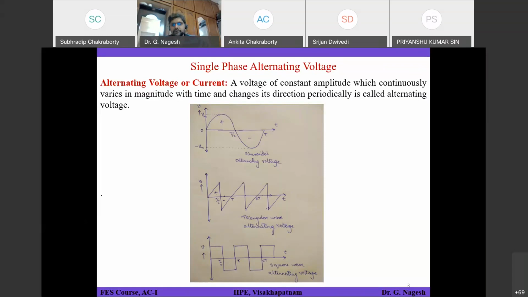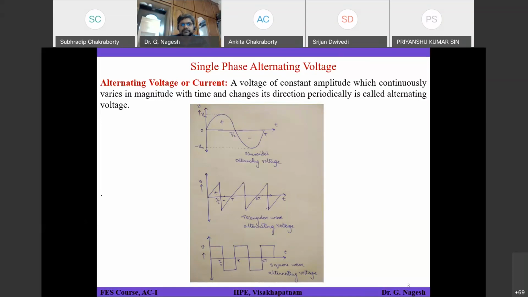That means it should follow periodicity. It should have a repeated waveform. Then only we'll call it an alternating voltage or current. For your understanding, I have given three simple waveforms which are alternating voltages. The first one, if you see, is a sinusoidal alternating voltage.